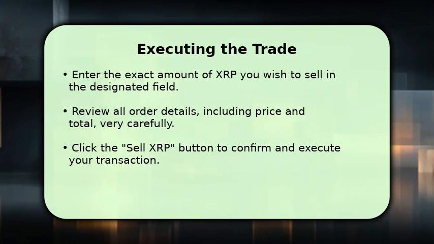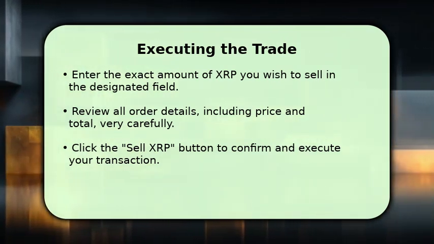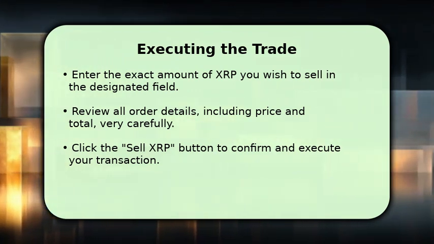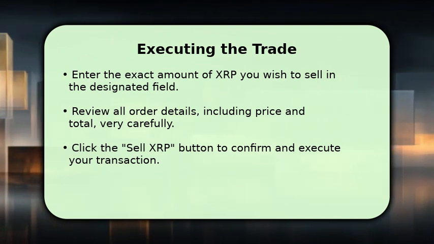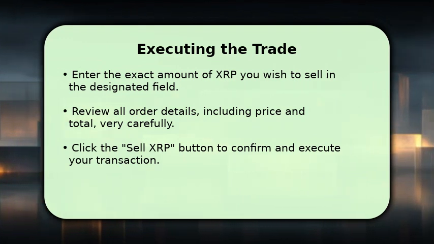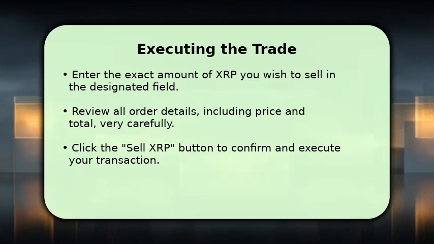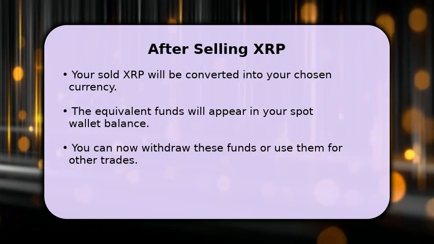Once you've chosen your order type, enter the amount of XRP you wish to sell. For example, you might sell 100 XRP. If using a limit order, specify your desired selling price. Always double-check all the details, including the total amount you expect to receive, before proceeding. Finally, click the Sell XRP button to confirm and execute your trade. Congratulations, your XRP has now been sold.